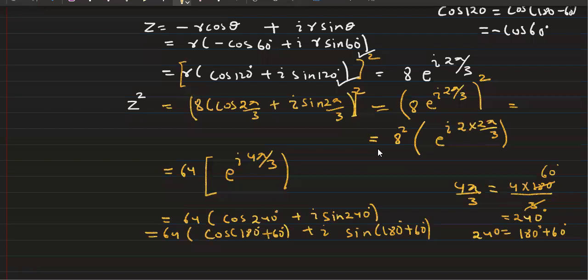So 240 is actually in the third quadrant. You don't have to think much. In the third quadrant, sine and cos both are negative. So it will be 64 minus cos 60 degree plus I minus sin 60 degree. Got it everyone? So just put the values: 64 minus 1/2 plus I, and plus into minus makes minus I root 3 by 2. That is the value of z square.